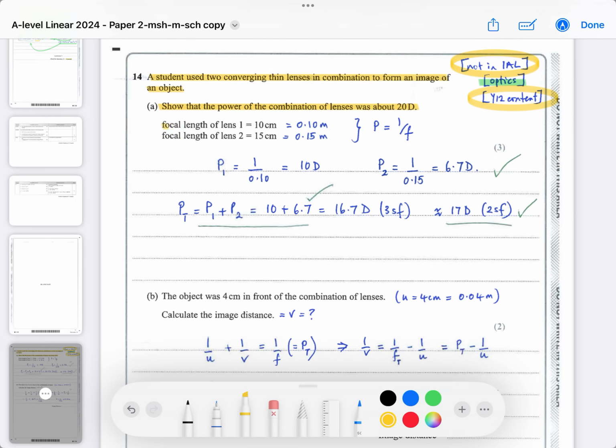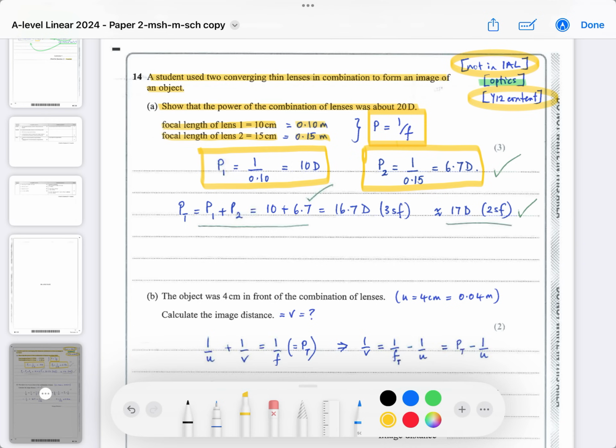So the focal length of lens 1 is 10 centimeters. You should put it in meters. And the second lens is 15 centimeters, so we know 0.15. And to get the power of a lens, all you've got to do is use power is 1 over focal length. So it's not that complicated. So the first one is 1 over 0.1, so it's 10 diopters. The second one is 1 over 0.15 in meters.